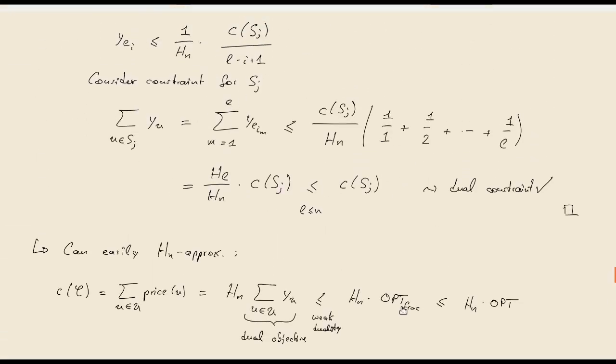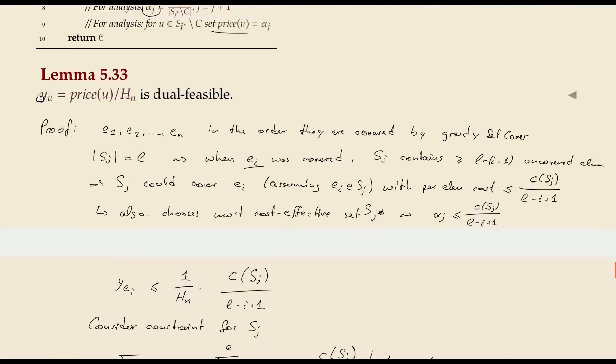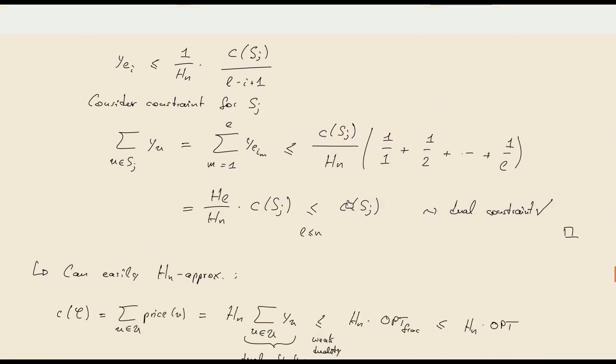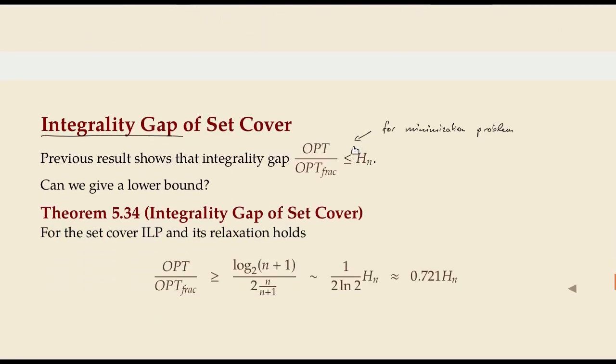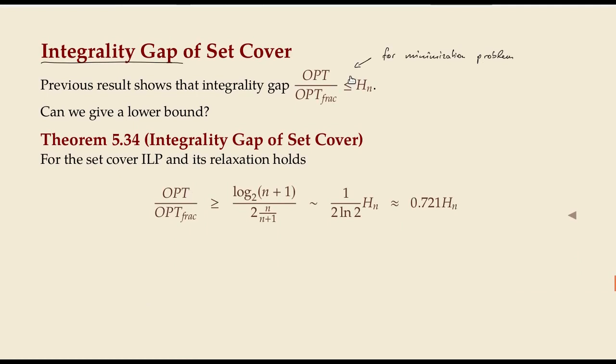that there is a dual feasible solution that is HN away from a primal feasible solution. So we found 2 feasible solutions for the primal and the dual respectively, so that their distance in the objective function is at most HN. And we found that we could actually turn this into an algorithm, namely the greedy set cover algorithm.